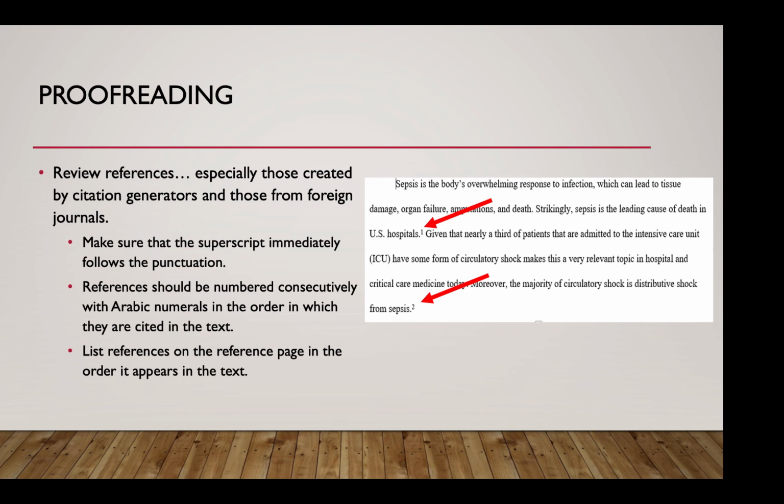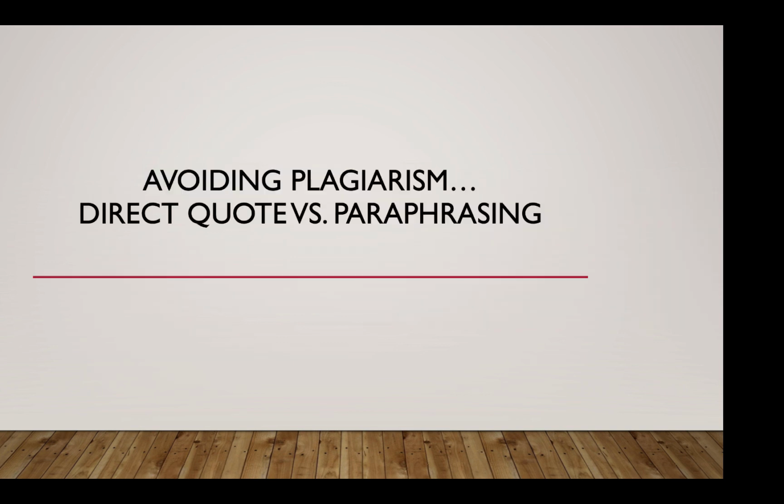Again, you want to keep down the amount of type that you have in your paper. So it's the punctuation, and then you immediately follow it with the superscript. References should be numbered consecutively with Arabic numbers in the order in which they are cited in the text. So the first reference gets a number 1. The second reference gets a number 2. And then you list the references on the reference page as they appear in the text. So that's how it is. That's the rules for AMA.